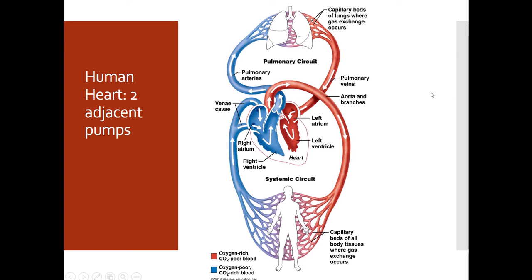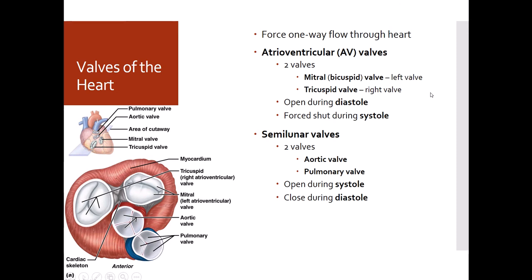Never stopping. Since we have multiple chambers here, and some very large blood vessels, we have to make sure that blood is only flowing in one direction. We never really want it to go backwards. To help us do that, we have two sets of valves, 4 valves altogether. We have 2 atrioventricular valves, or AV valves, and 2 semilunar, or SL valves.